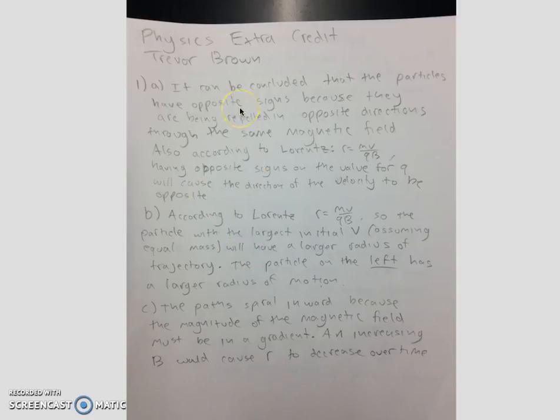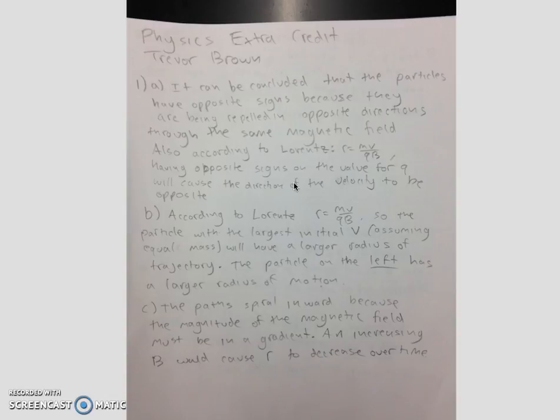The second question was asking about the fact that the circles aren't identical, that the path of the particle on the right is larger than the path of the particle on the left. And so I was asking which one had more initial momentum. And I said, once again, according to the equation, the particle with the largest initial v, assuming that they had equal mass, will have the larger radius of trajectory. So this is the particle on the left.